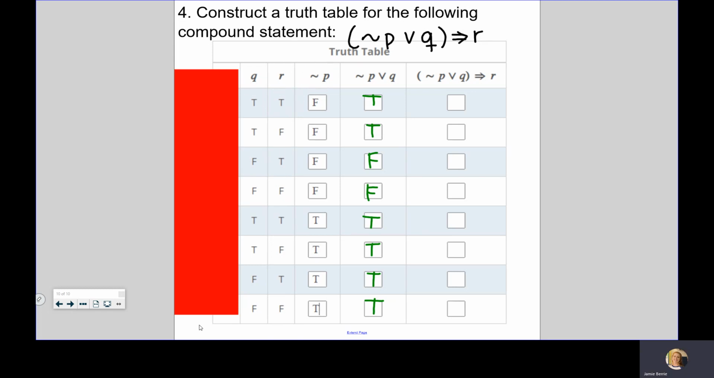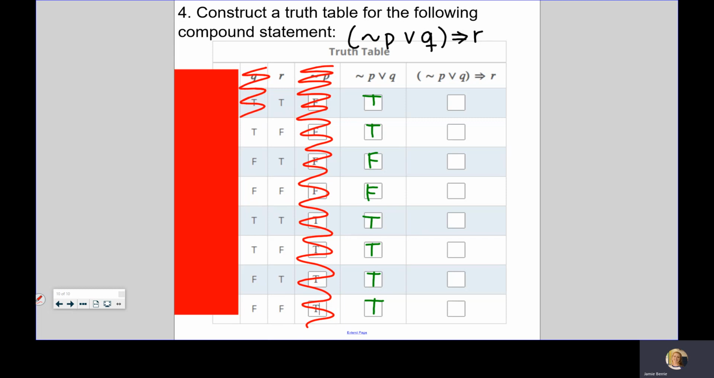All right, so the next one is not P or Q implies R. All right, so we need not P or Q, that's this column. We need R. Everything else we don't need. Put that up. Put the Q up. Okay, so we need not P or Q. All right, so this is the first piece. This is the one you have to be super careful on.